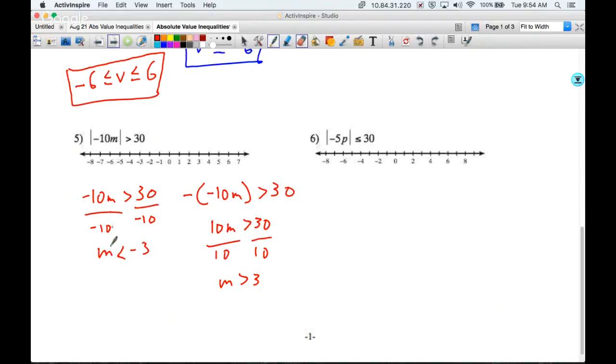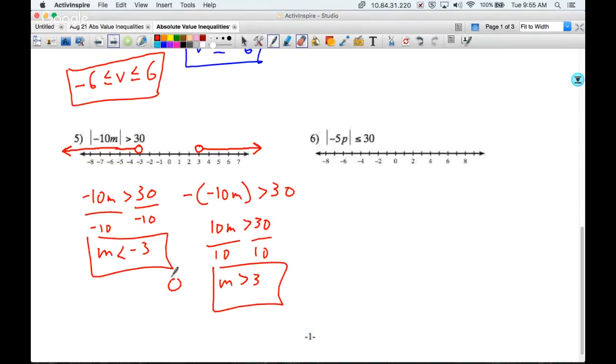Let's graph both of these. M is less than -3, so open circle at -3, arrow coming this way. M is greater than 3, open circle at 3, arrow coming this way. We can tell these are going to diverge. So we can complete the arrows there, put a box around these, and then join them with the word or, because it's an or inequality. The two arrows are diverging with a gap in between. All right.